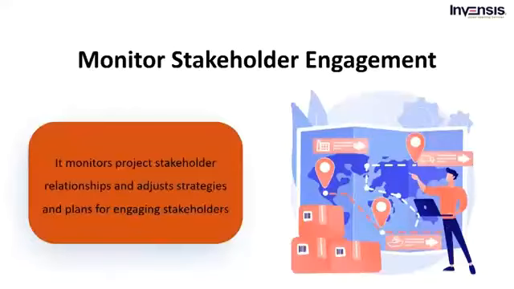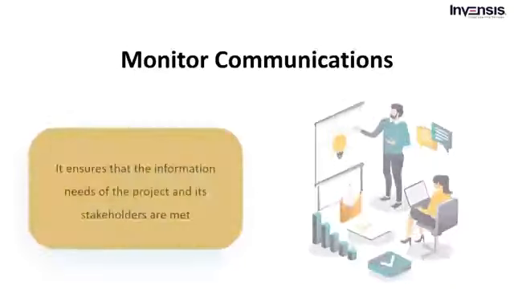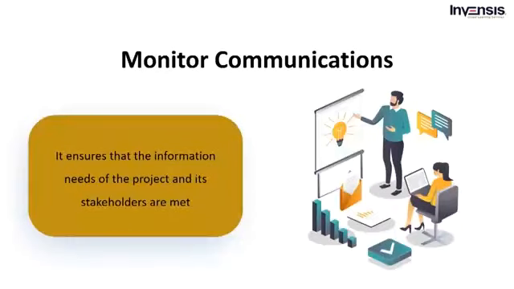The next process on the list is monitor stakeholder engagement. This process monitors the project stakeholders' relationships. It adjusts strategies and plans for engaging stakeholders. It belongs to the stakeholder management knowledge area and can be performed throughout the project. The next process is to monitor communications. As the name suggests, it helps monitor that the project's needs and its stakeholders' needs are met at regular intervals. It belongs to the communications management knowledge area and is performed throughout the project.